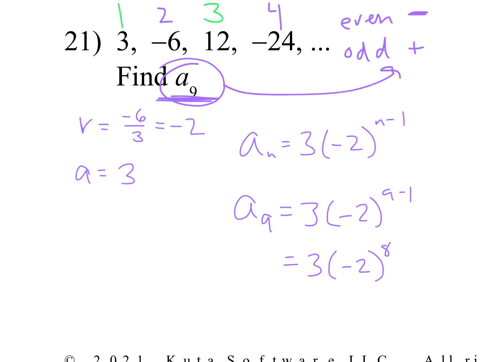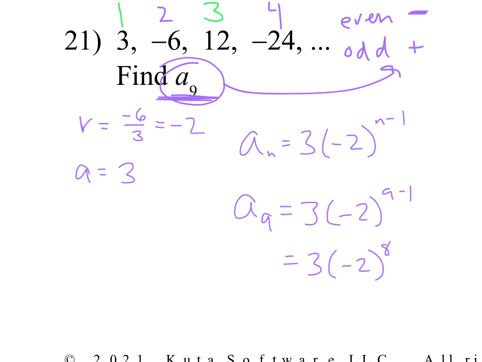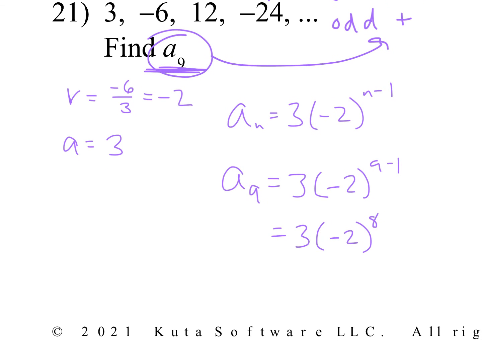So whenever your ratio is negative, just be careful, and you can always check your signs at the end, because they're always going to alternate. It'll go positive, negative, if your ratio is negative. So here we get negative 2 to the 8th power is positive 256, and then that times 3. So what'd you get for your answer? 768. Awesome.